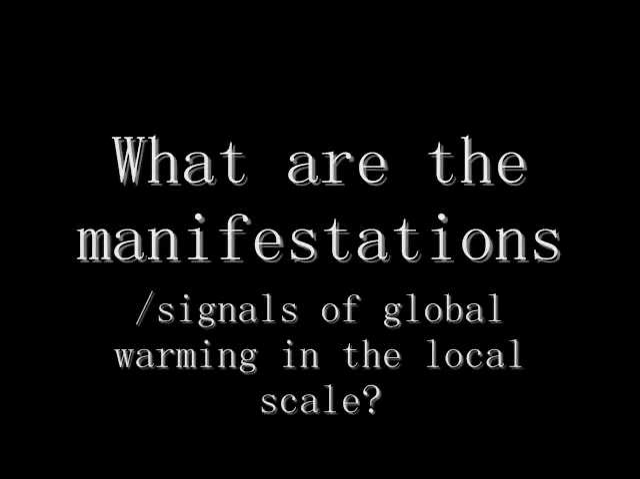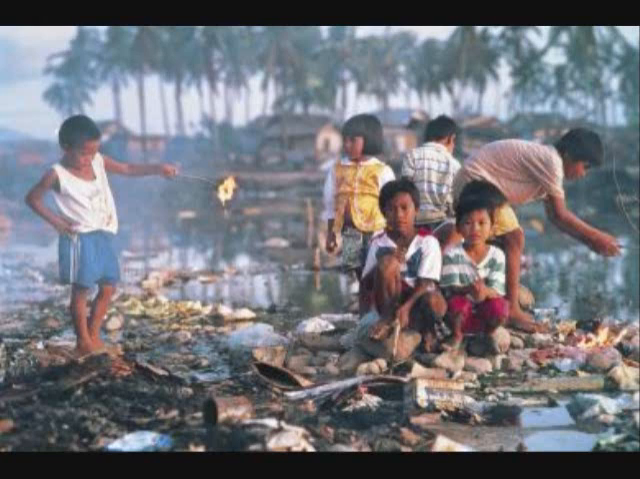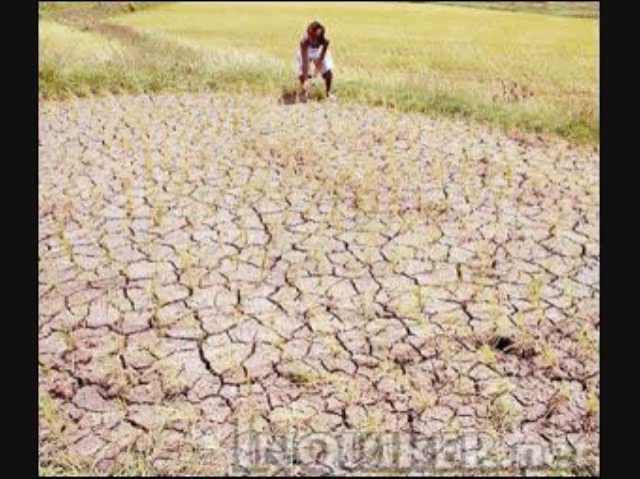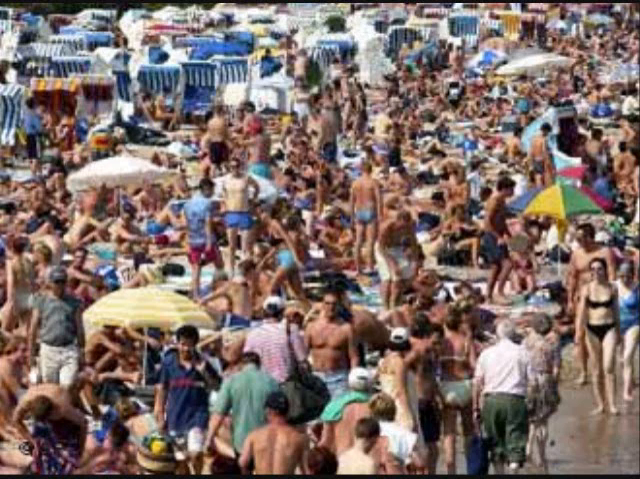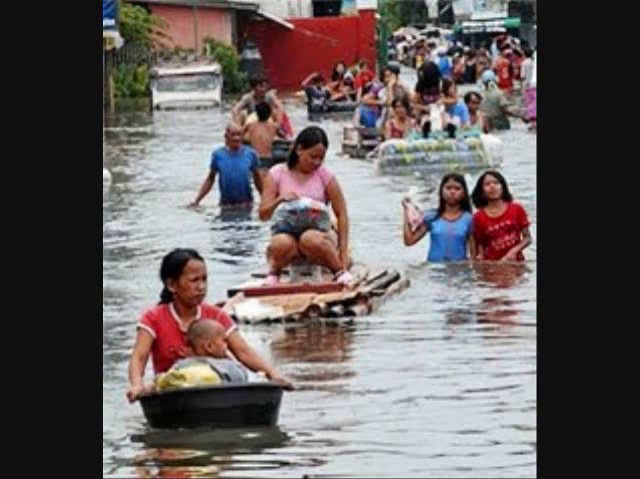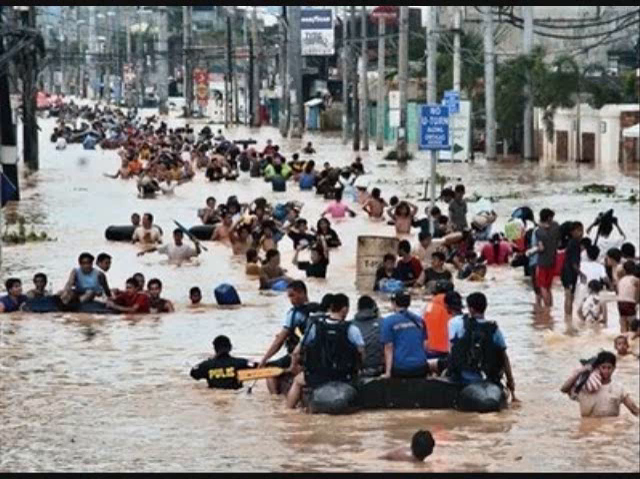So what are the manifestations or signals of global warming in the local scale? In the Philippines, there already are trends of increasing number of hot days and warm nights, but decreasing number of cold days and cool nights. Both maximum and minimum temperatures are generally getting warmer. Other extreme weather events, like intense rains, have been seen to be more frequent.